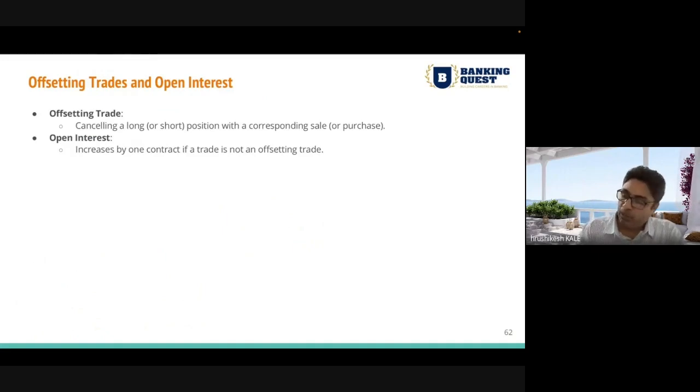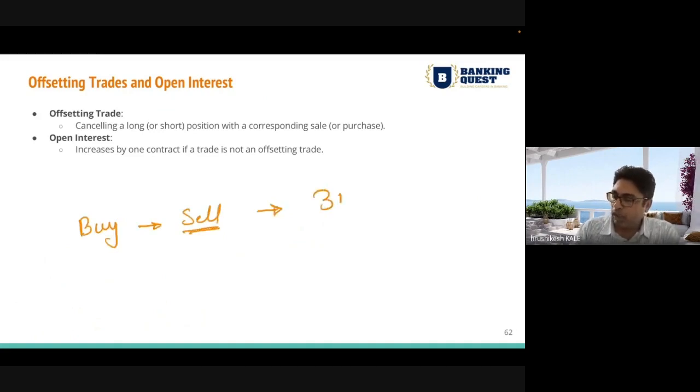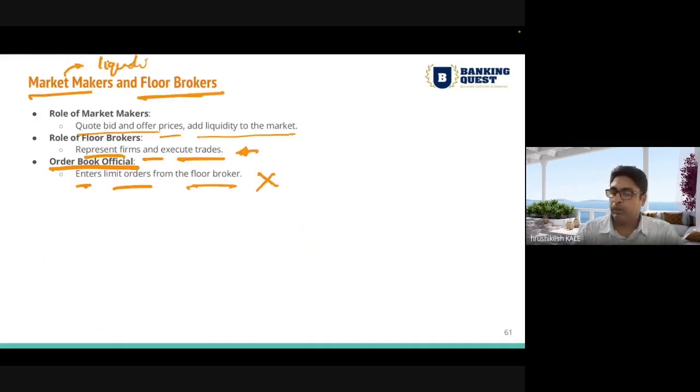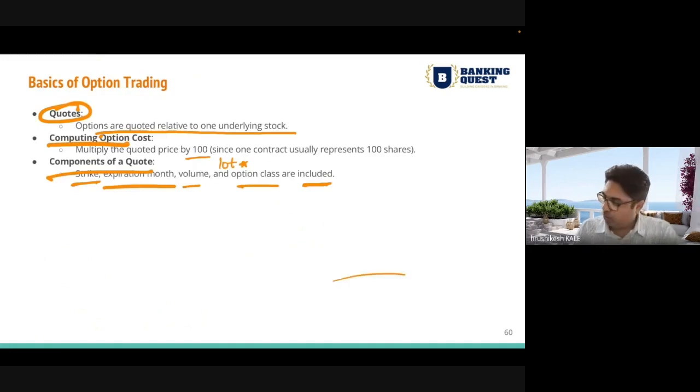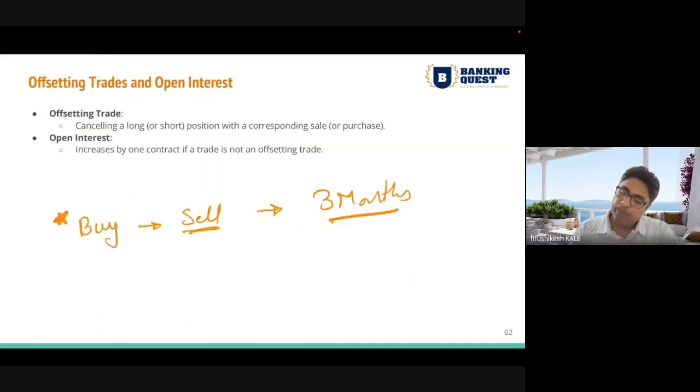Offsetting trade. I told you, I was in a buy position and there was some person in the sell position, and the option is for 3 months. Now I want to get out of it, but you're stuck for 3 months. So if you want to get out of it, the best way is to take an offsetting position.